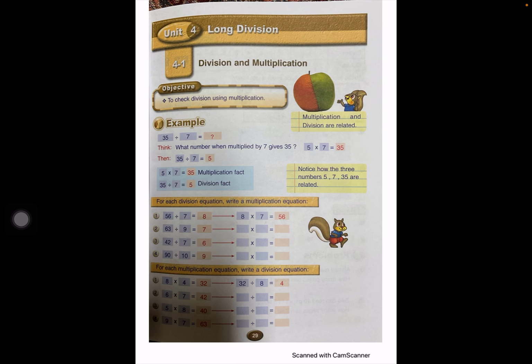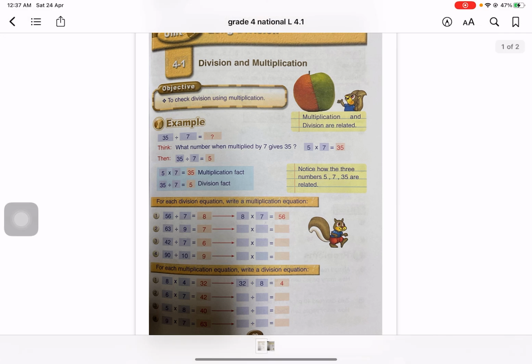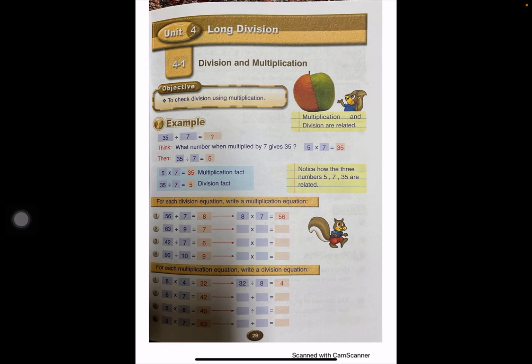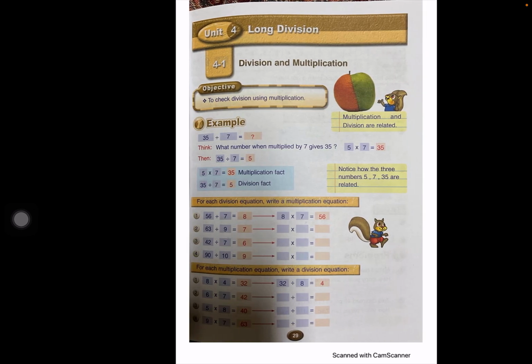My lesson is 4.1. الأوبجكتيف تاعي to check division using multiplication، إنه نعمل division check يعني نتأكد من القسمة من خلال جدول الضرب. يعني مثلا look at the first sentence. They wrote for you 35 divided by 7. How much is 35 divided by 7? What number you multiply by 7, you get 35. Of course, it's 5. So you will say 35 divided by 7, the answer is 5. This we call a division sentence. From this division sentence, you can get a multiplication sentence. Okay? Now, I will explain for you.